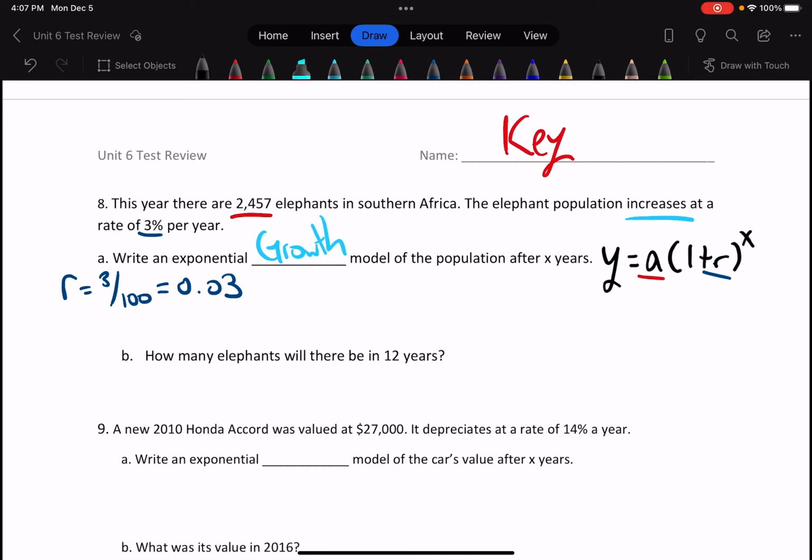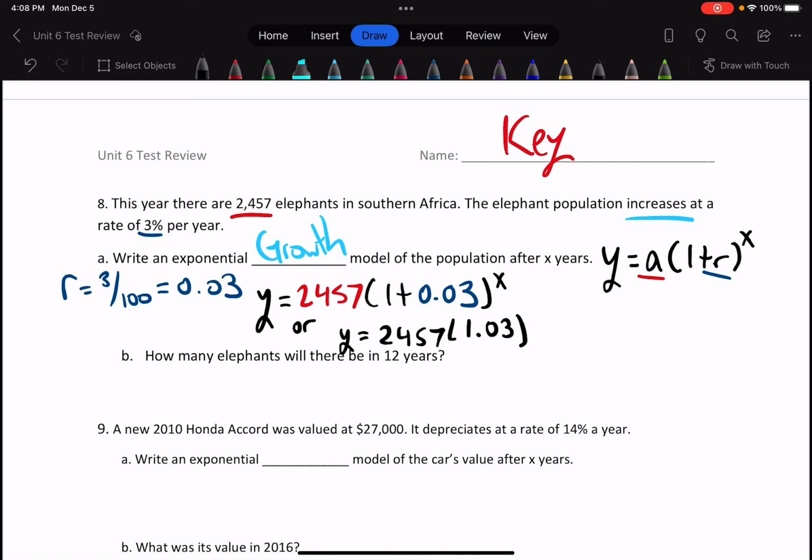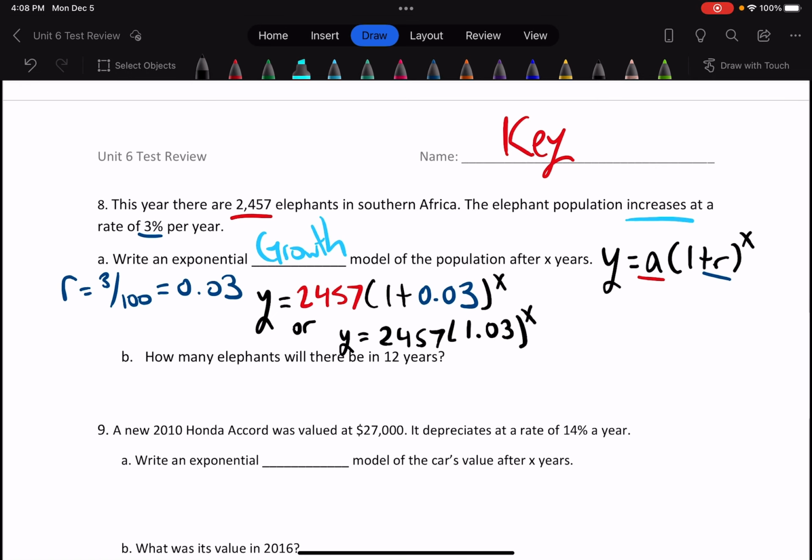So my model here is going to be that y is equal to the initial value of 2,457 elephants multiplied by 1 plus, because this is a growth model, so I'm adding to that 1 value, 0.03 to the x power. Or you can combine like terms and say that y is equal to 2,457 multiplied by 1.03, giving us our new change factor there, to the x power. Both of these are acceptable formulas because they will go into the calculator the same exact way.